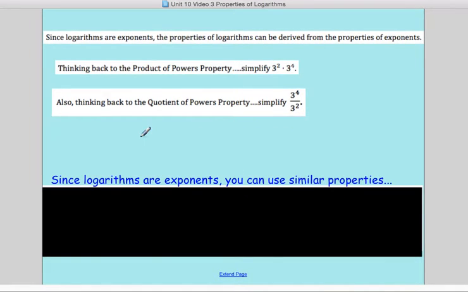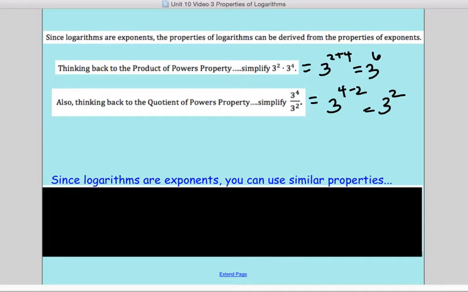Okay, so thinking back to our product of powers property. When we multiply exponents, what do we do with them? We would add them. So when we're talking about exponents, multiplying and adding are kind of a pair, which seems weird, but it's not. Also, quotient of powers property is 3 to the 4th over 3 to the 2nd. Well, when we divided, remember we subtracted. So this would give us 3 to the 2nd. So multiplying and adding go together, and subtracting and division go together.